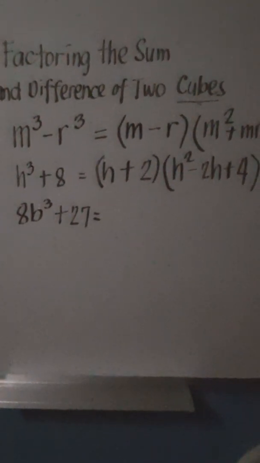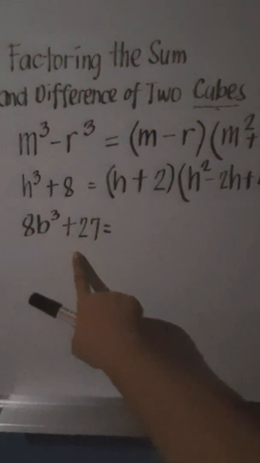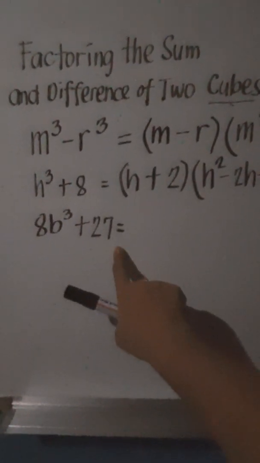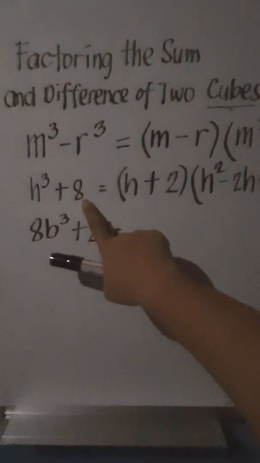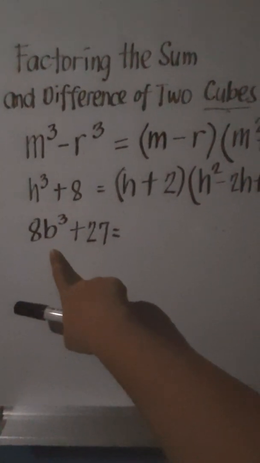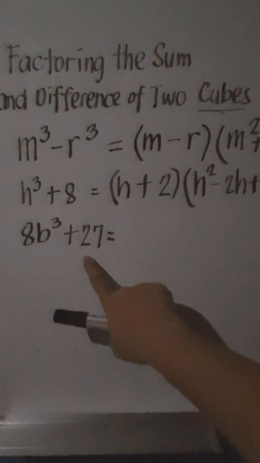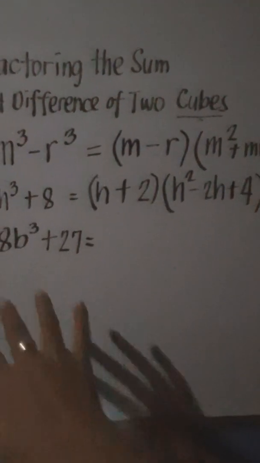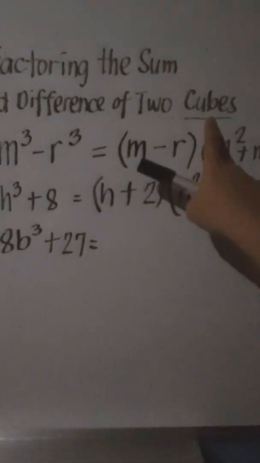And the last example na naa sa inyuhang module is 8b cubed plus 27. So, again, atong i-make sure na cube ang duha. 8 is a cube number, pareha sa example sa number 2. B cube is also a cube. 27 is a cube because 3 times 3 times 3, makakuha ta og 27. So, pwede na to ni siyang i-factor using the sum of 2 cubes.